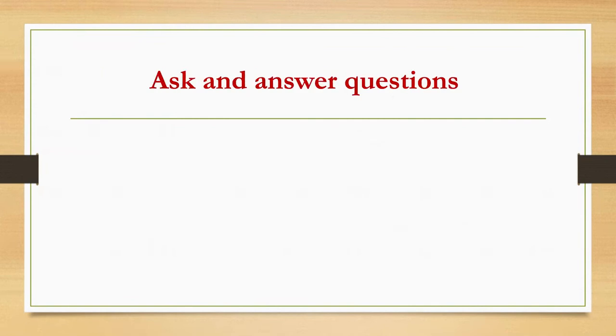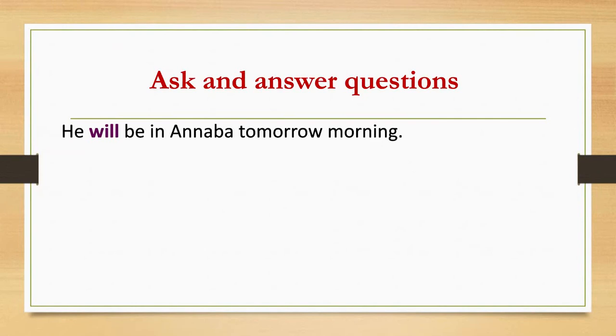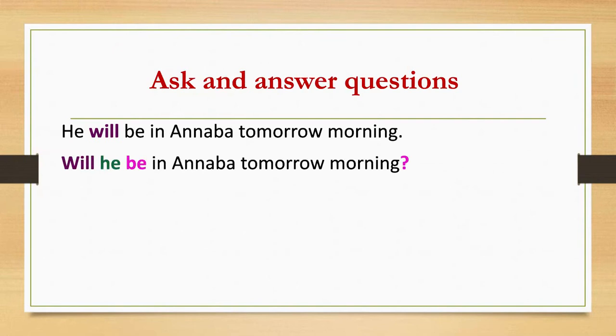How to ask and answer questions? He will be in Annaba tomorrow morning. How do we ask a question about that? We said we start with will, then the subject, then the verb in the infinitive. Will he be in Annaba tomorrow morning? And don't forget the question mark. How do we answer that? It's either yes or no.